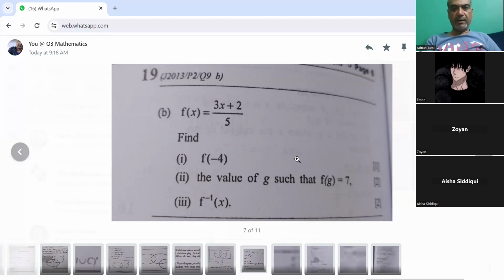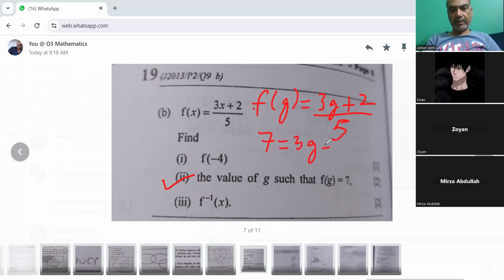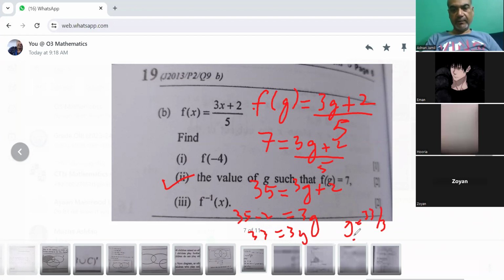And this part, some students struggle when part 2 is given: the value of g such that fg equals 7. So it means that you will put the value in place of x, that is (3g plus 2) upon 5. And then this fg will be replaced by 7. So you got an equation now in your hand, and now we can solve it. So 5 times 7, 35. Then 3g plus 2, and 3g equals 35 minus 2. So 33 equals 3g, and g equals 33 upon 3, which equals 11. So you got your answer.